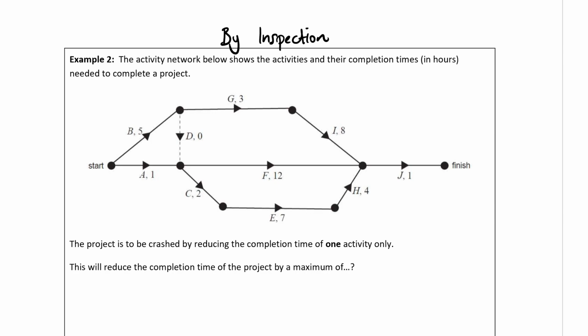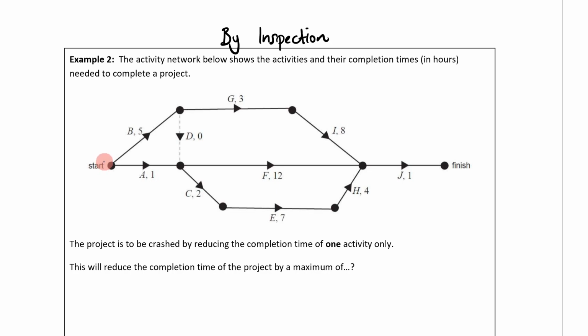It says, the activity network below shows the activities and their completion times in hours needed to complete a project. So here it is right here. It says the project is to be crashed by reducing the completion time of one activity only. This will reduce the completion time of the project by a maximum of what? All right, so what we're going to do here is try to reduce this by reducing one of the activity times. We're going to begin by figuring out the critical path.